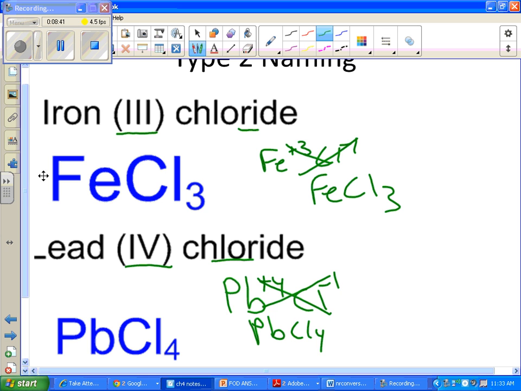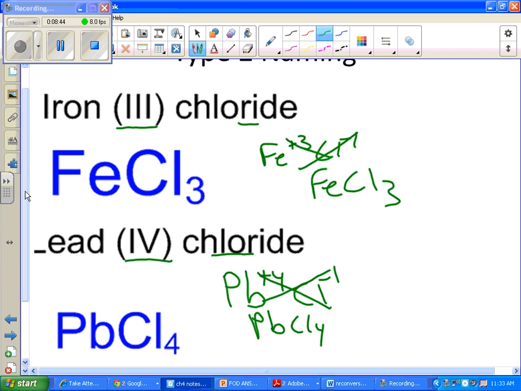Also, at no point in your work today should you be using any prefixes. The di, tri, and tetra, that is for nonmetals only, so they should not be used today.